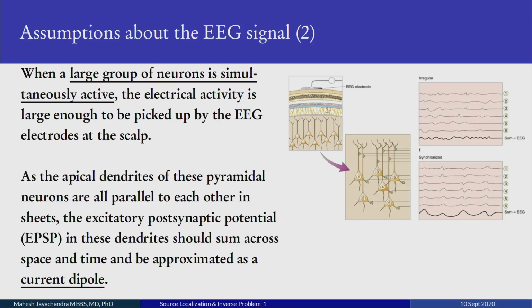So consider this figure here. You have the electrode over here. This is the scalp, the bone, the meninges, the cerebrospinal fluid, and then you have the cortex, and then you have the pyramidal cells in layers 2, 3, 5, and 6. So if they're all irregular, and they're doing their own thing independently of each other, you have these different electrical records from each neuron. The sum is the EEG and it's random.